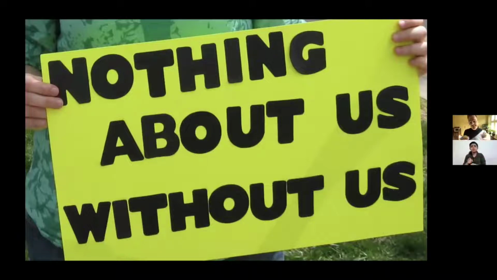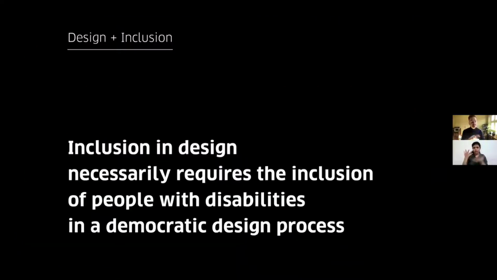And that, in my understanding, is still missing in the universal design concept. Therefore, I am totally convinced that inclusion in design necessarily requires the inclusion of people with disabilities in a democratic design process. In a design process where the designer also gives up his or her power, in order to level down, so that we all become equal and can ideate together in a democratic way.